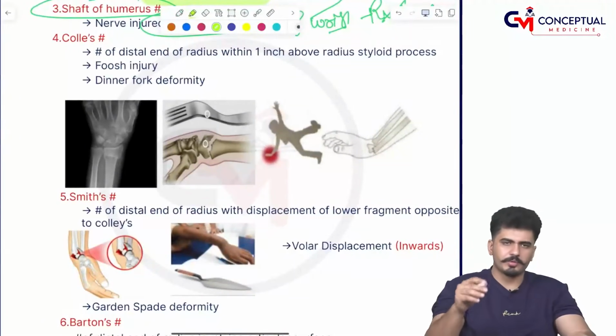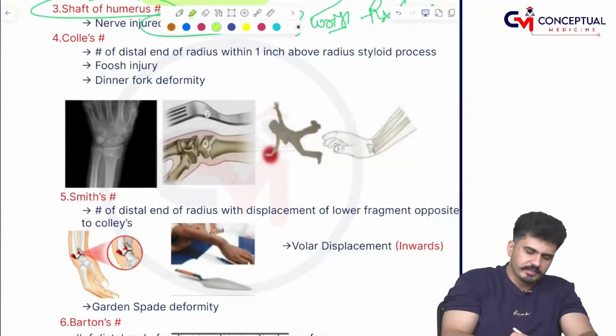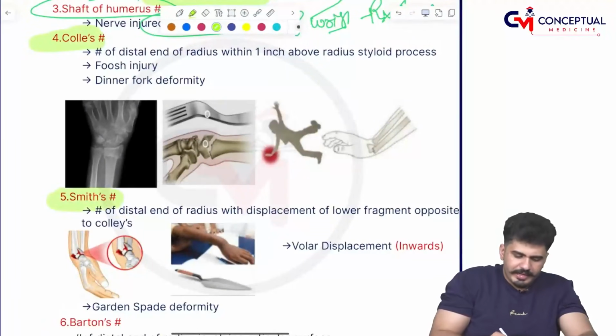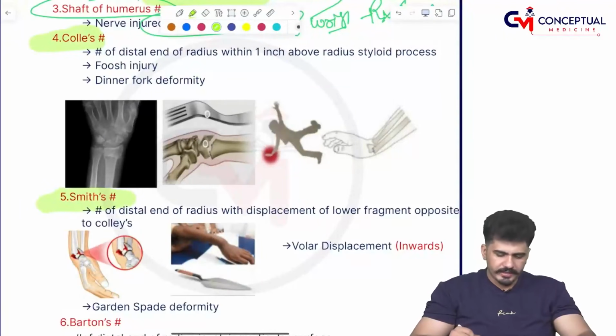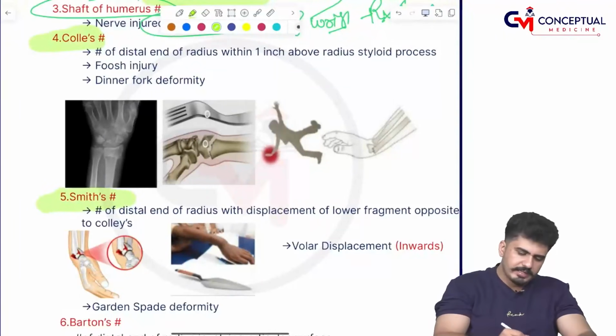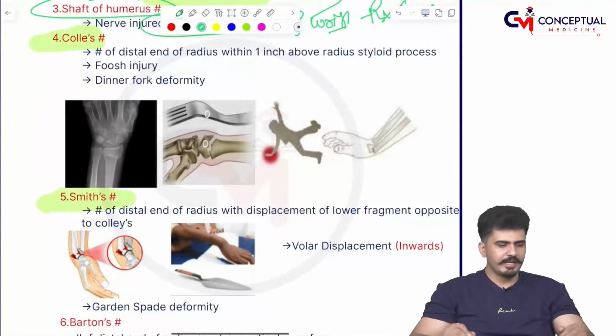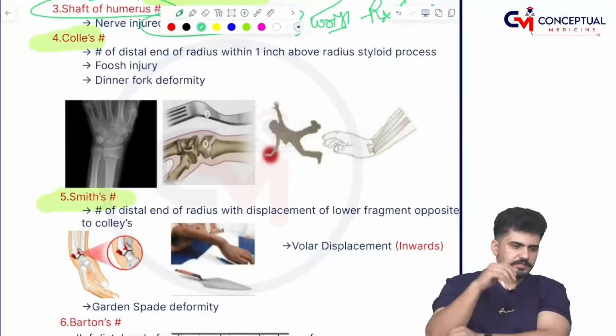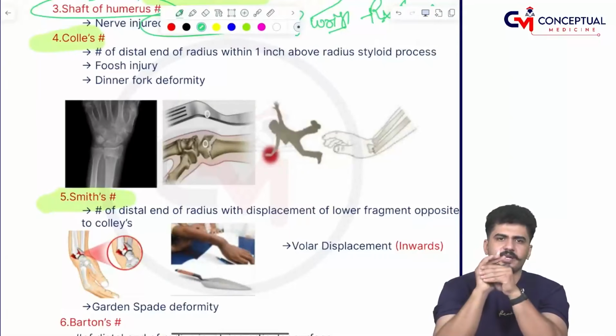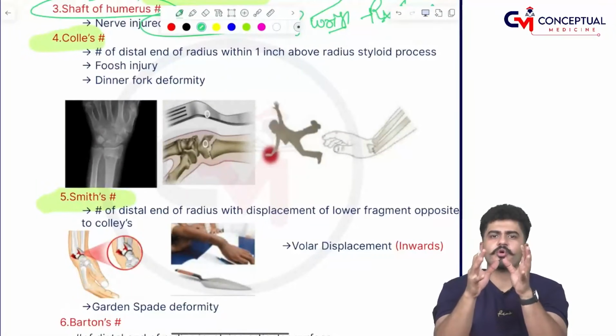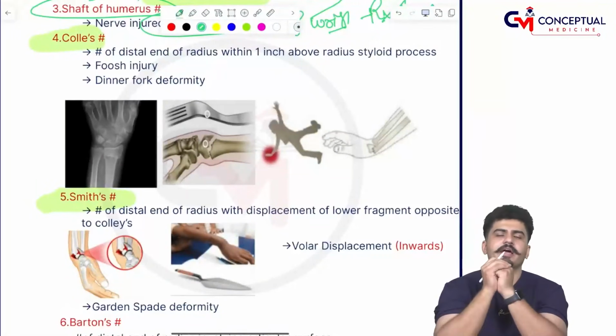So let us talk about the differences and the similarities. First of all, Colles and Smith, sir, they both are fractures of the distal end of the radius. Now the difference is the mode of injury and the deformities we are having.